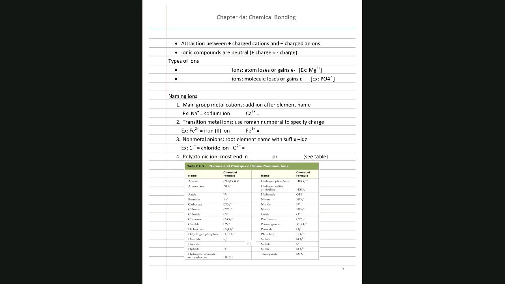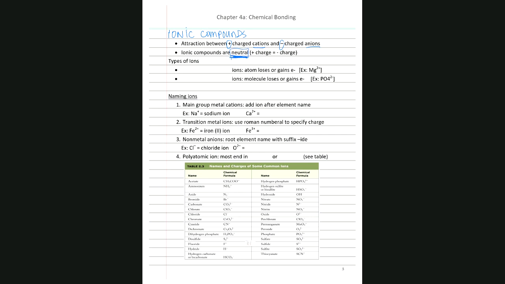All right, so now we're going to be talking about ionic compounds. So remember, ionic compounds are basically compounds made up of cations and anions. Cations are positively charged, anions are negatively charged, and opposite charges attract. That attraction is the ionic bond. So even though they're made up of charged particles, ionic compounds are neutral, okay? That's a key thing to know.